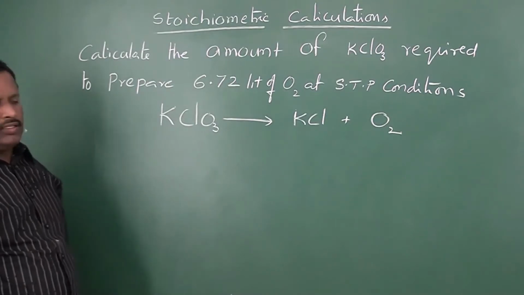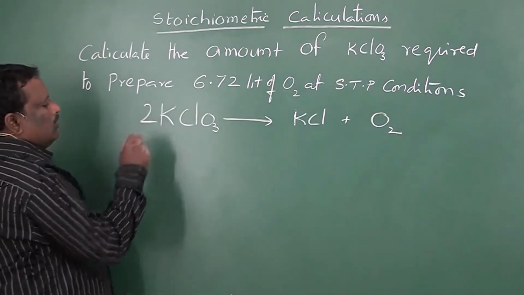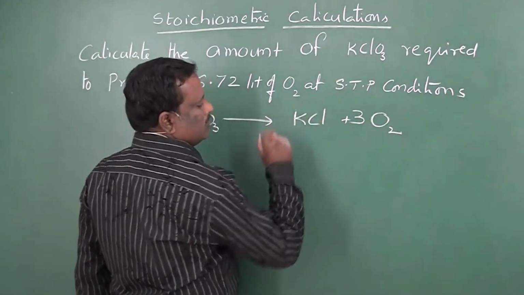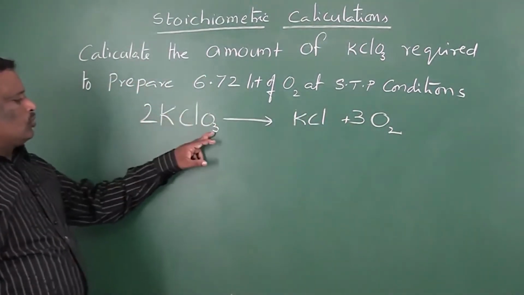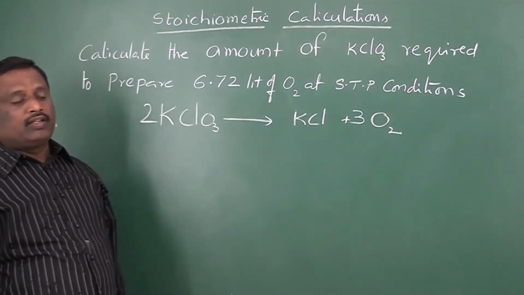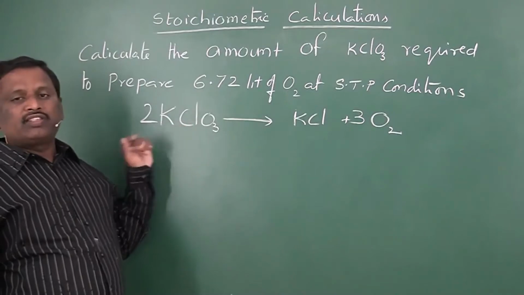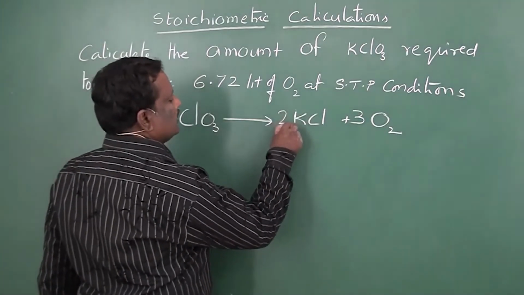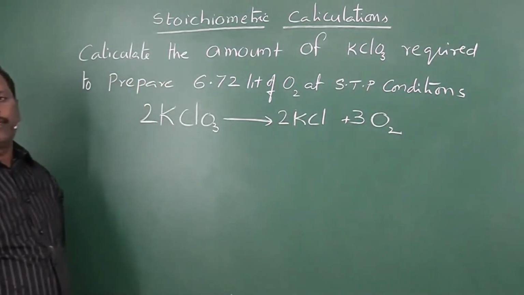So to balance this, you have to multiply KClO3 with 2 and this oxygen with 3, so that you will have 2 3s are 6 oxygens and 3 2s are 6 oxygens. Oxygens were balanced, but at the same time KCl was imbalanced. So here, if you put 2 here, you will get 2 KCl.